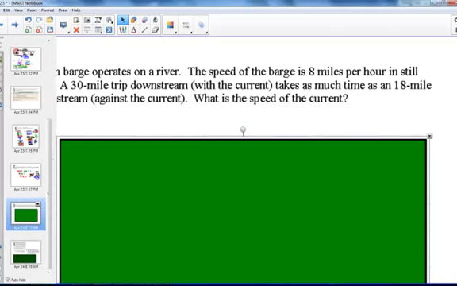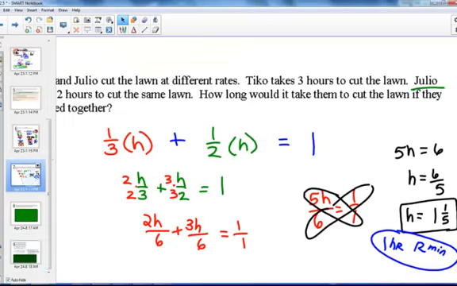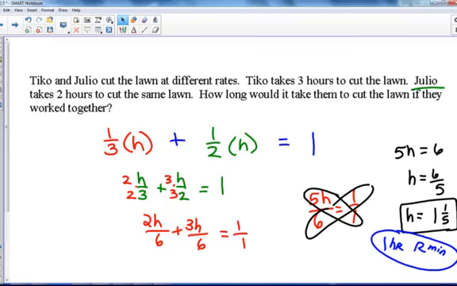I'm going to stop there. All right, so that was just like a little extra, and I hope you can add and subtract these rational equations with ease and pride. Have a good night.